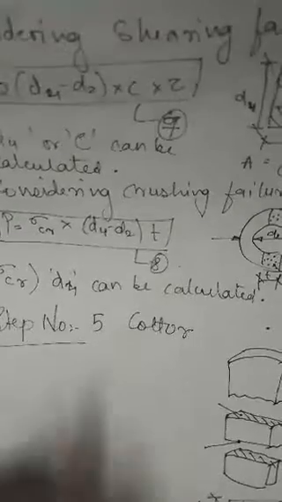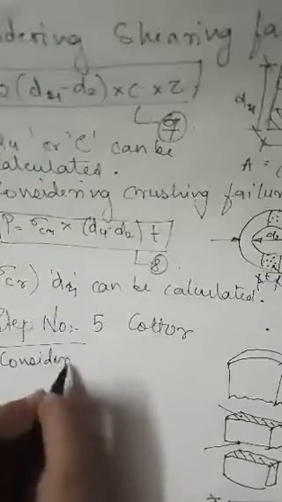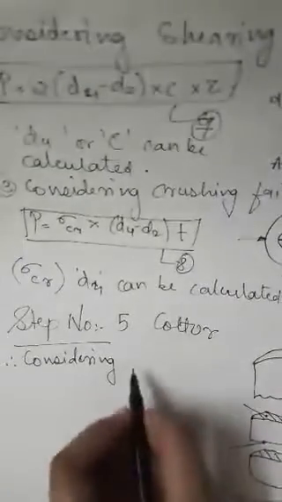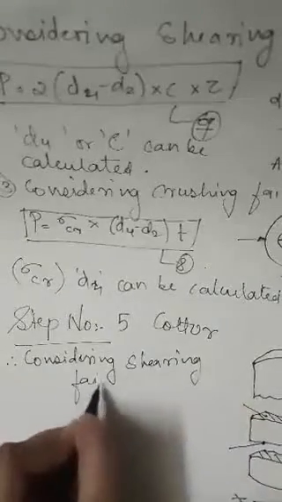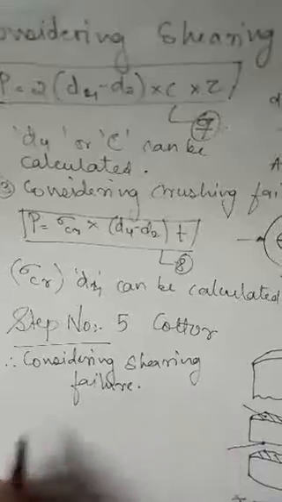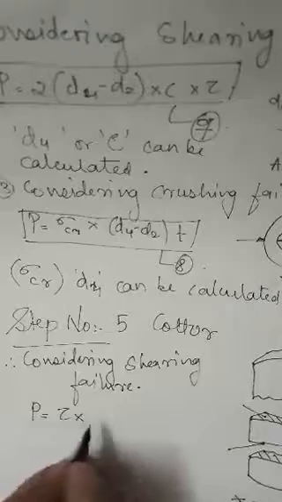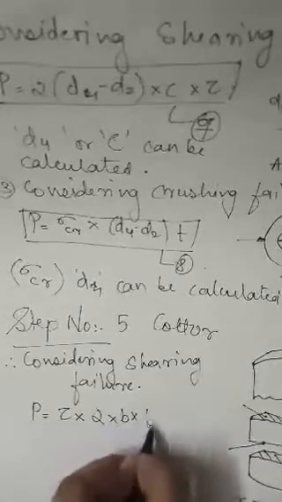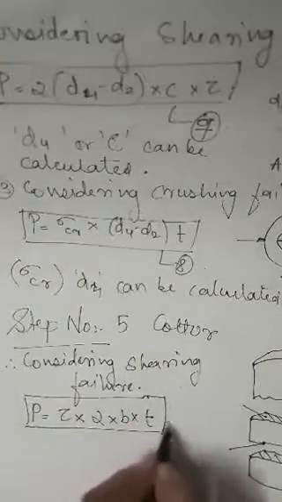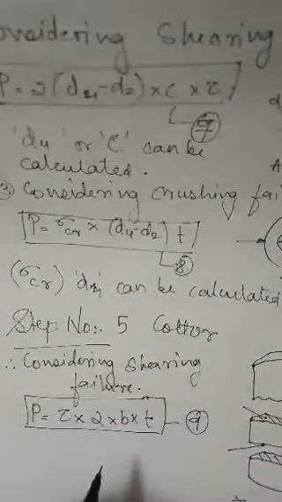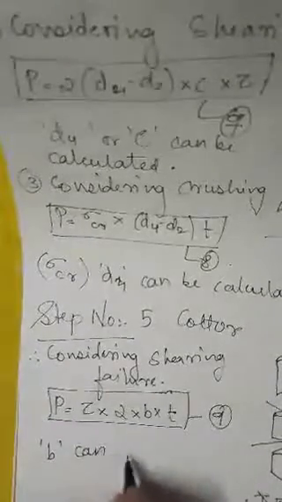Now let us calculate shearing failure. Considering shearing failure, P equals tau into 2 into B into T. This becomes our equation number 9. From this equation, B can be calculated.